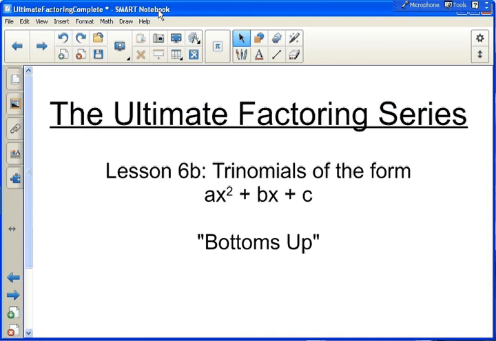The Ultimate Factoring Series, Lesson 6b, Trinomials of the form ax squared plus bx plus c. In case you didn't watch Lesson 6a, these are all three the same. There's Lesson 6a, 6b, and 6c. Each of those lessons looks at the exact same problems, but it shows you how to do them using three different methods. So if you felt good about one of the other videos on this topic and you want to move on, feel free. If you feel like you want to see another option, then this would be a good video to watch.